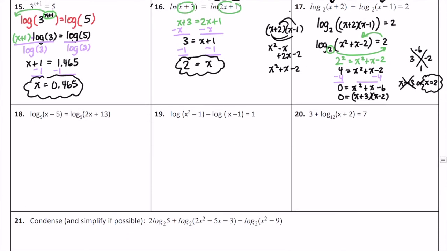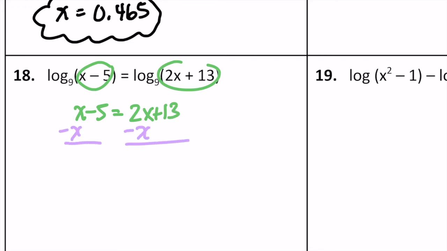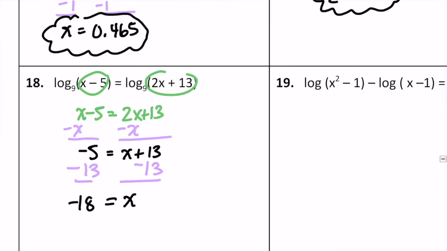18, I have log base 9 of x minus 5 is equal to log base 9 of 2x plus 13. I'm going to set these insides equal to each other. So I have x minus 5 is equal to 2x plus 13. I'm going to subtract x on both sides. I get negative 5 is equal to x plus 13. I'm going to subtract 13 on both sides to get that x by itself on the right, and I get x is equal to negative 18. Now I have to check this to see if it works. If I plug in negative 18 into this first logarithm, unfortunately that's a negative inside of that logarithm, so this doesn't work. The answer is no solution.